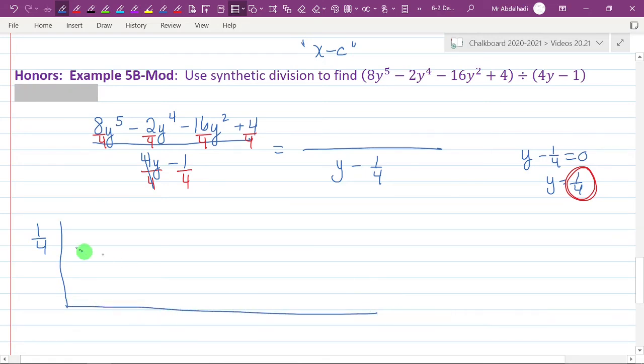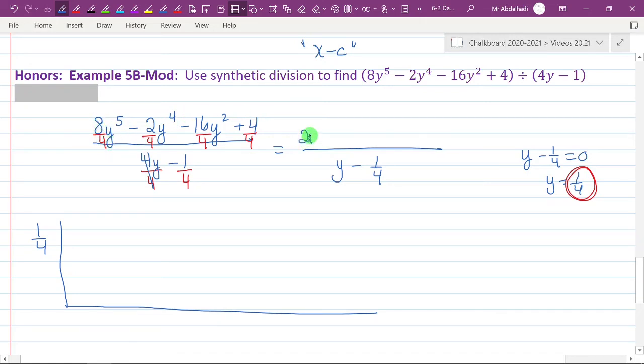Okay, so yeah, you'll have a fraction here. So it's a little more complicated than, you know, the regular synthetic division, but it's still synthetic division. Now, you're going to have to just multiply some fractions, and hopefully that's not too big of a deal for you. Now here we have 8 over 4, which is 2.